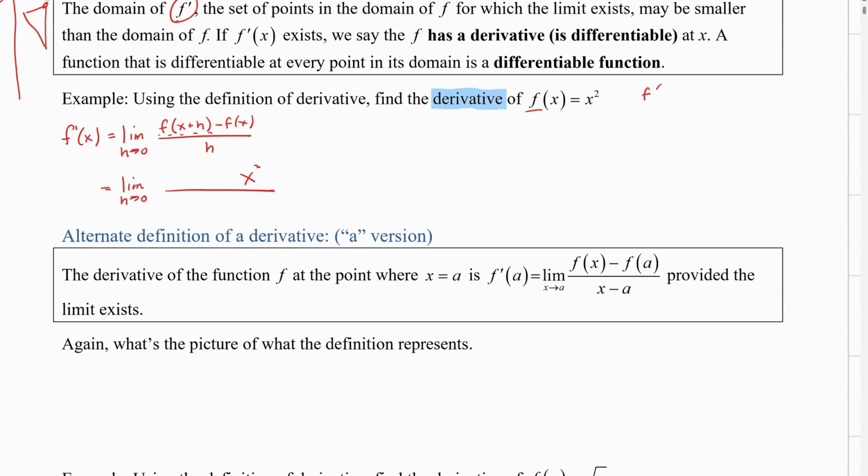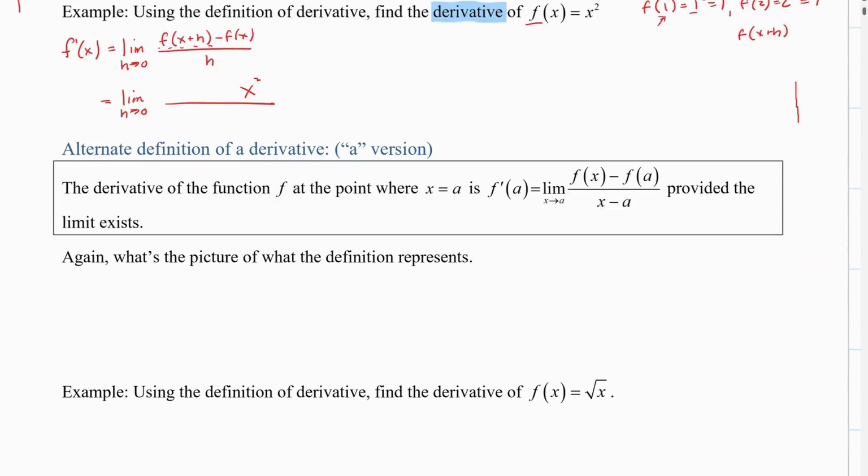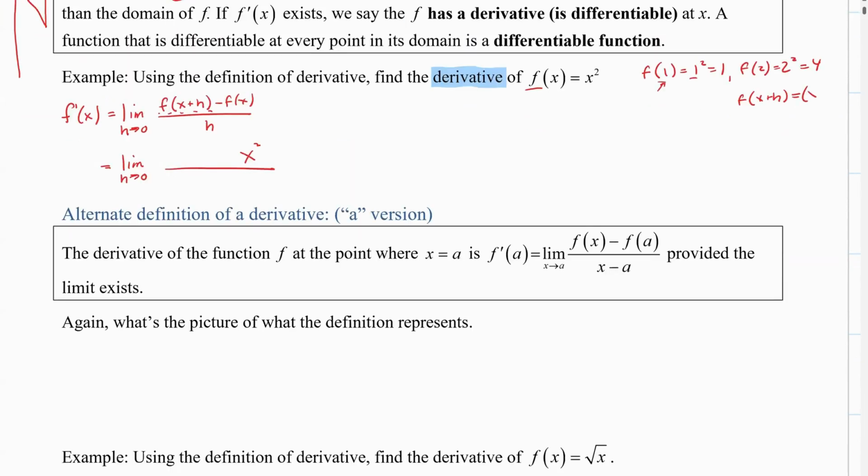Well, I can ask you easier questions like what's f of 1? You would say it's 1 squared, which is equal to 1. Or I could say what is f of 2? And you would say, well, that's 2 squared, and that's equal to 4. But if I said, what is f of x plus h? You might say, well, what I did was I squared the thing that was the input to that function. Well, so that makes f of x plus h equal to x plus h quantity squared. So we have x plus h quantity squared minus x squared all over h. And there's what we're going to have to calculate.